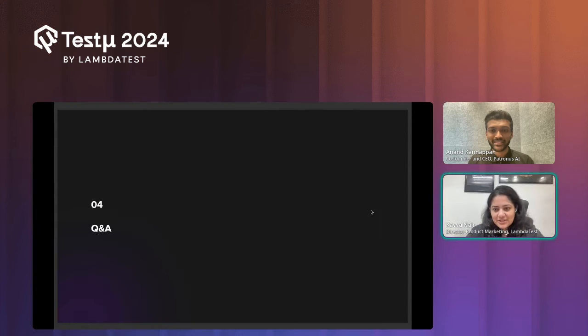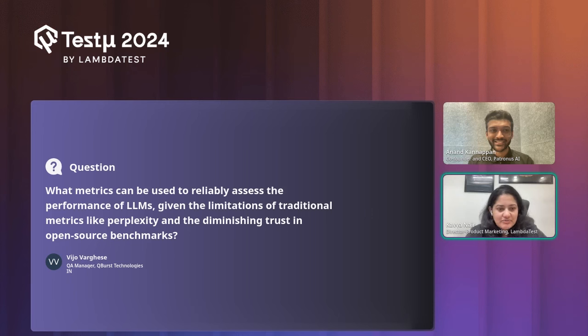Thanks so much. So bringing up the next question onto the screen. So this is from Viju, who wants to know what metrics can be used to reliably assess the performance of LLMs, given the limitations of traditional metrics like perplexity and the diminishing trust in open source benchmarks.